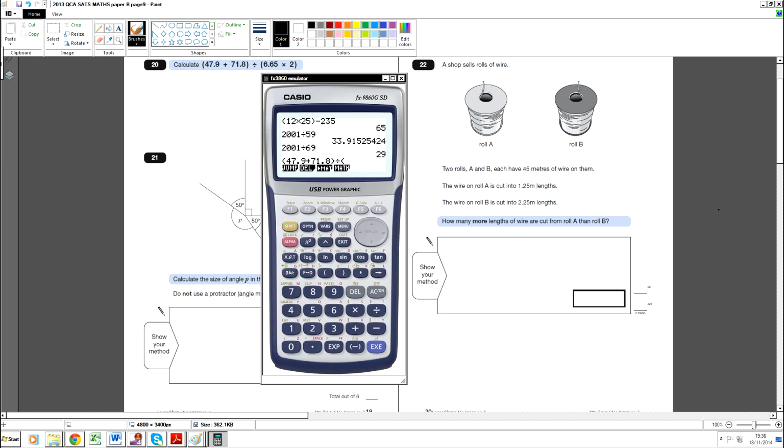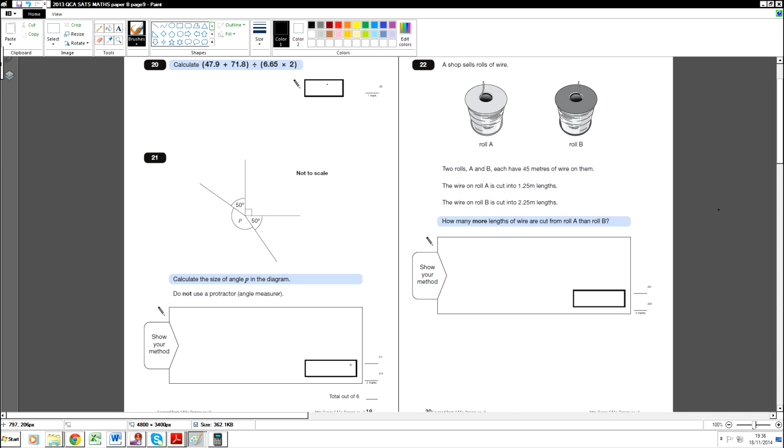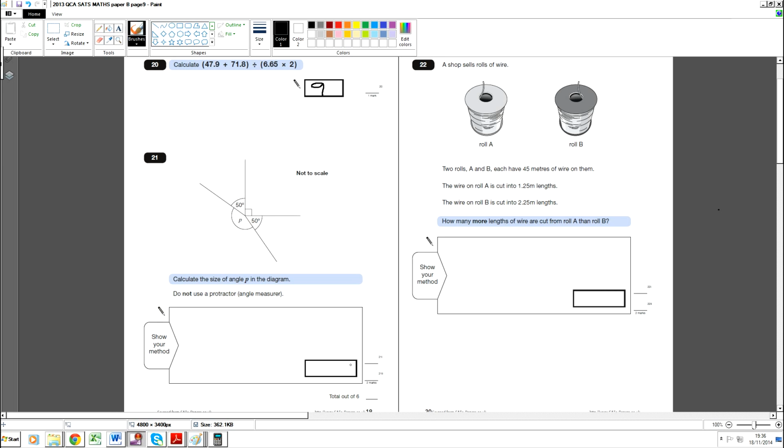Divided by 6.65 times by 2. Close the brackets. And that gives us an answer of 9. So 9 is the final answer for that question. I think we had some very technical problems from the students' calculators, or they didn't put brackets and that's why they didn't get the right answer. But the right answer is 9.